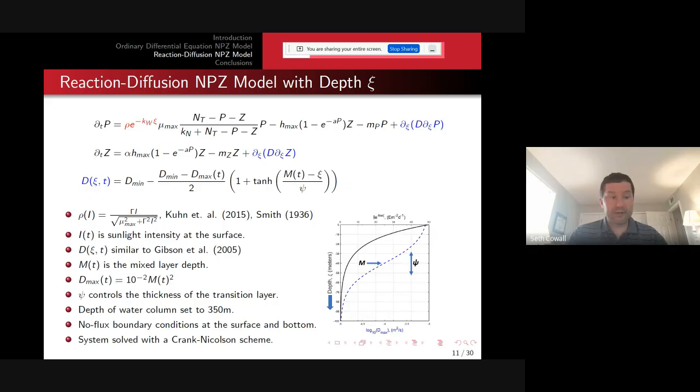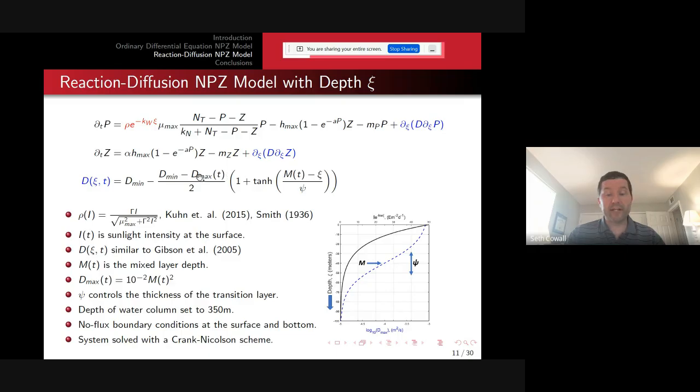So as summer turns to fall, which turns into winter, the mixed layer gets thicker, or equivalently, the mixed layer depth gets deeper, M. So this would shift down as the season gets colder. Then as winter turns to spring, turns to summer, the mixed layer gets thinner, or equivalently, the mixed layer depth gets shallower, and this M would shift up. That's what I need this function to do.